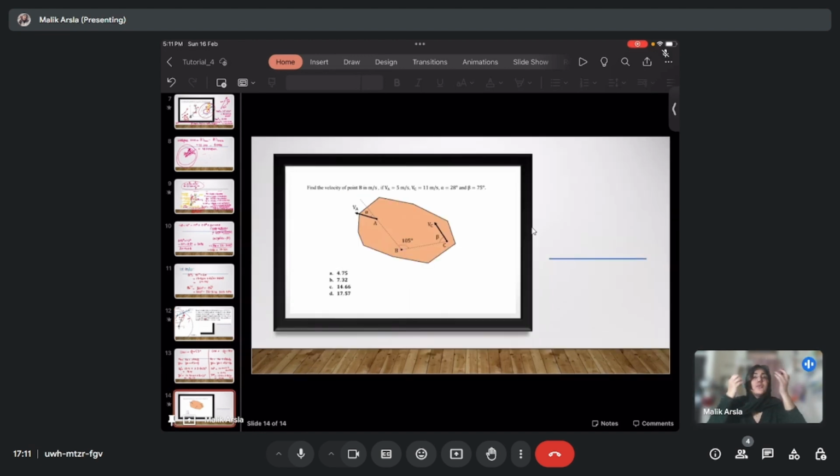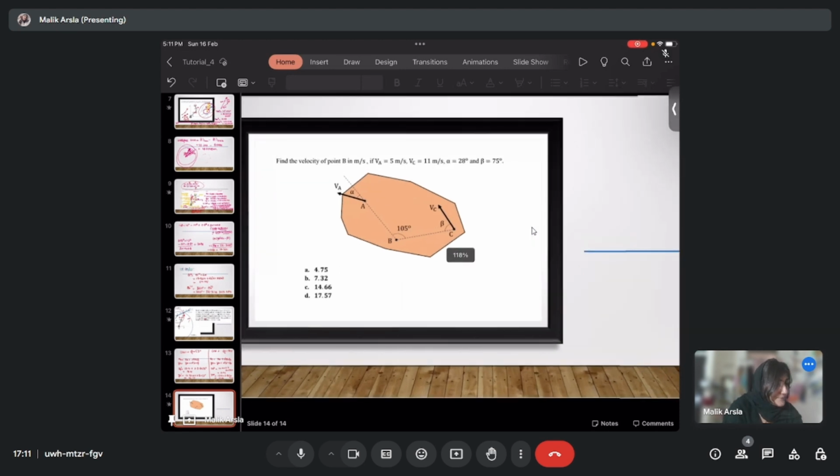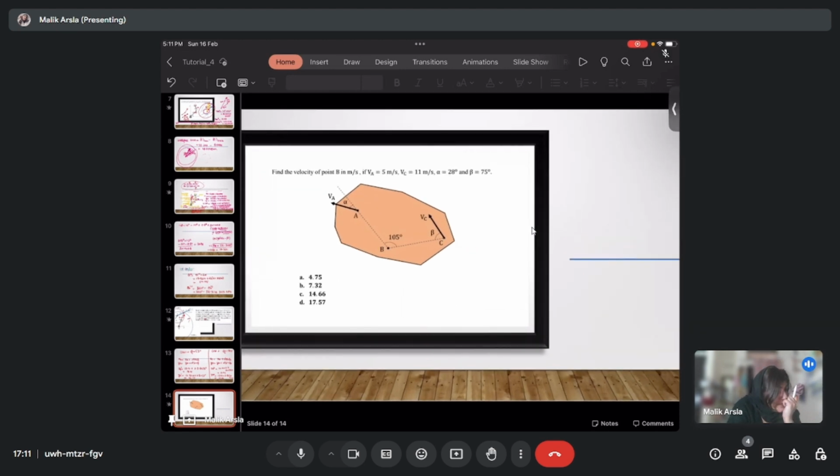So let's do the last question for today. Find the velocity of point B in meter per second if velocity of A is equal to 5 and velocity of C is equal to 11 and alpha and beta are given. Alpha is equal to 28 degree and beta is equal to 75 degree. Anybody wants to say how we can do it? Those who have studied.